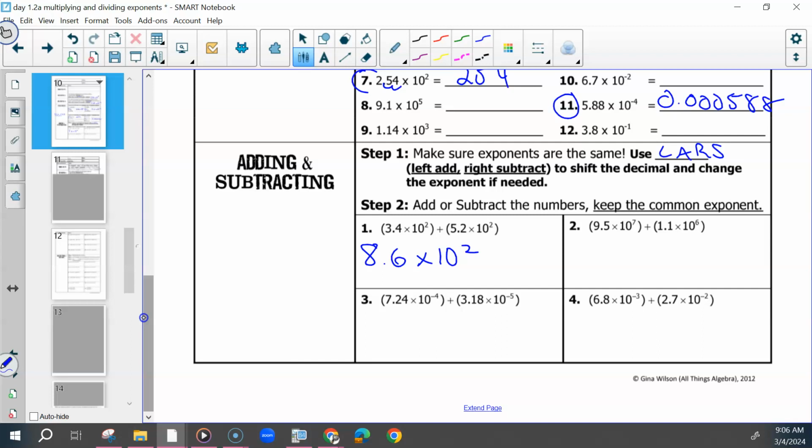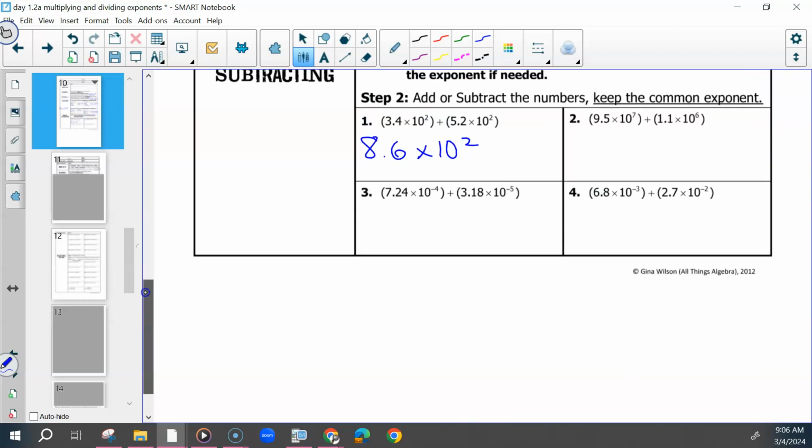But if the exponents were not the same, so like number 2, you have to change one of them to become the same exponent. It does not matter which one. So we can choose to change the first or the second if you want an easy way to remember it. If you have positive exponents, I would go with the bigger one. Make it into the bigger one. If you have negative exponents, make it into the smaller one.